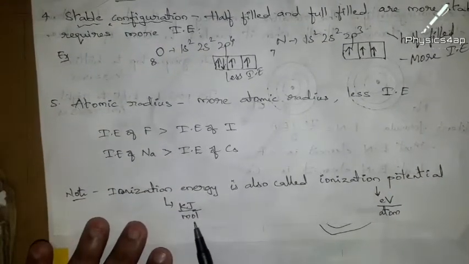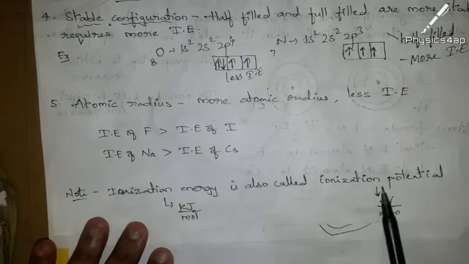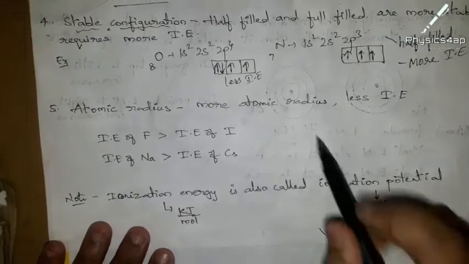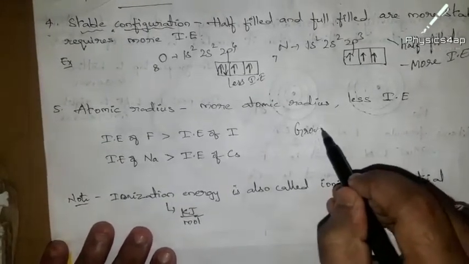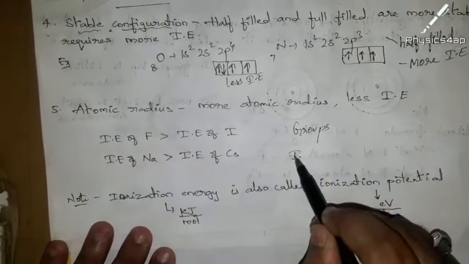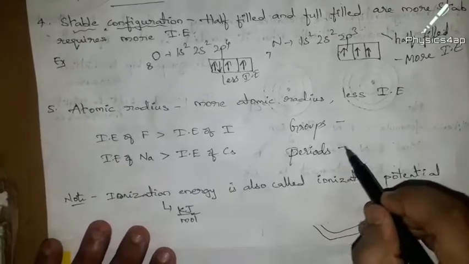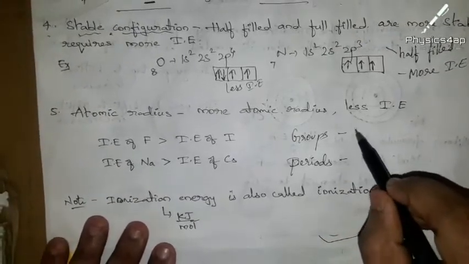Now in groups and periods, how does it increase and how does it decrease? Let us see. In groups, the ionization energy decreases, and in periods the ionization energy increases. Is it clear now? Nice.